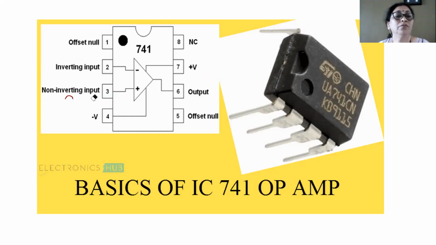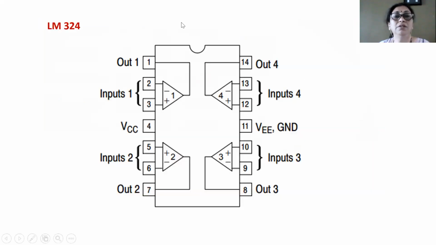So now let us move to our next slide. What does this slide show? It shows IC LM 324, and this IC is again an operational amplifier IC. It has 14 pins, that is what you can observe, and there are 4 operational amplifiers within that IC. How many operational amplifiers? 4 operational amplifiers are there, and pin numbers are as shown here.